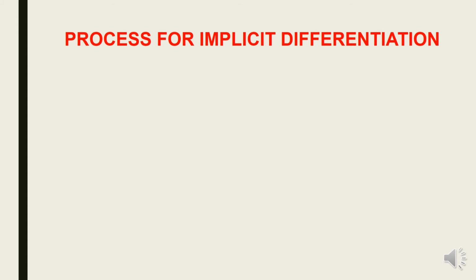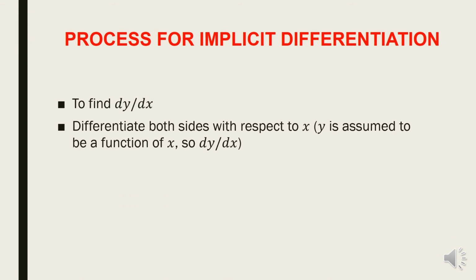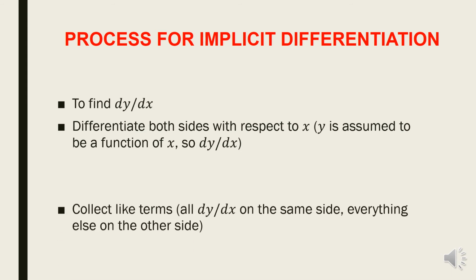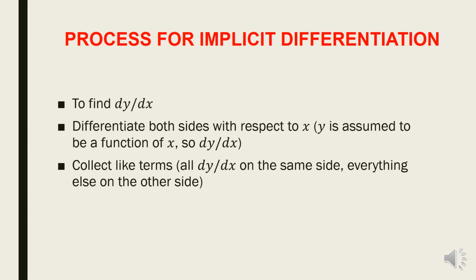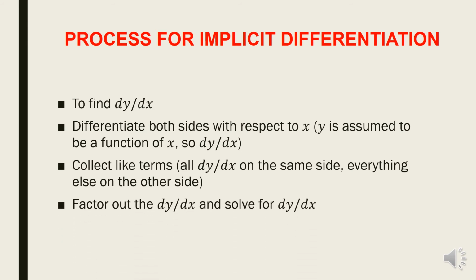Process for implicit differentiation. First, to find dy by dx, differentiate both sides with respect to x. Y is assumed to be a function of x, so we get dy by dx. Collect like terms, all dy by dx on the same side, everything else on the other side. Factor out the dy by dx and solve for dy by dx.